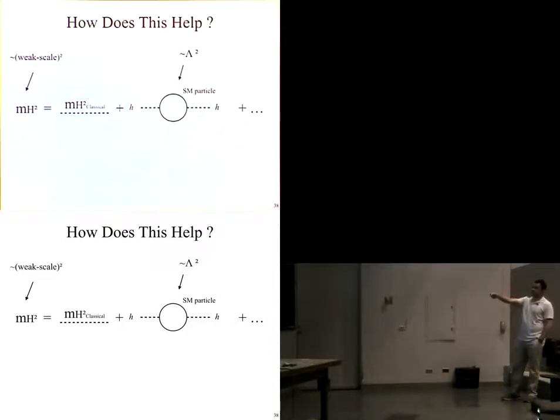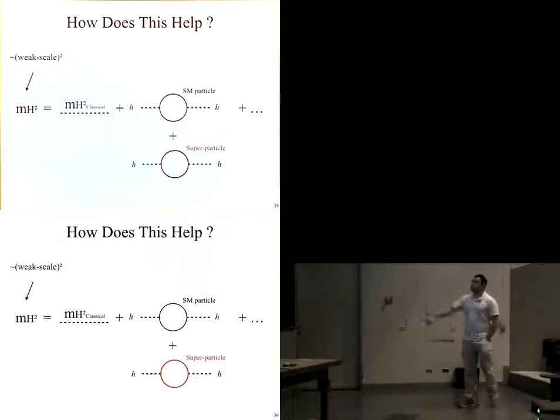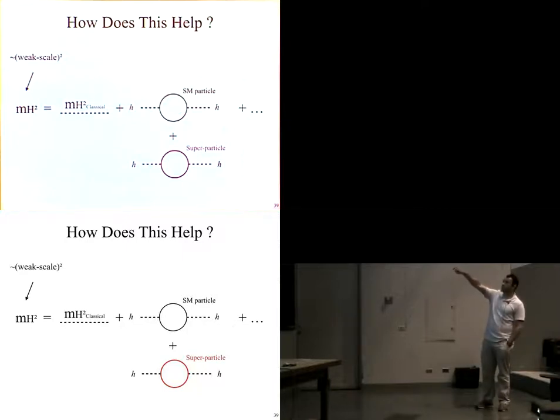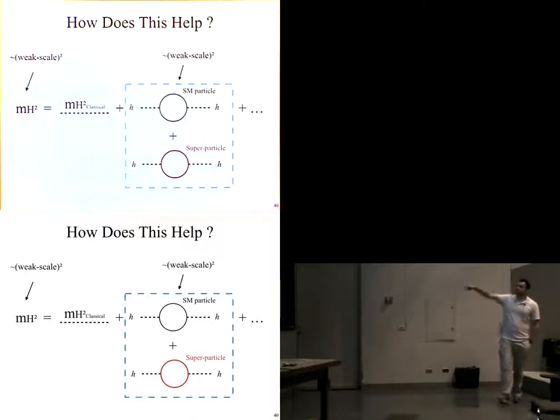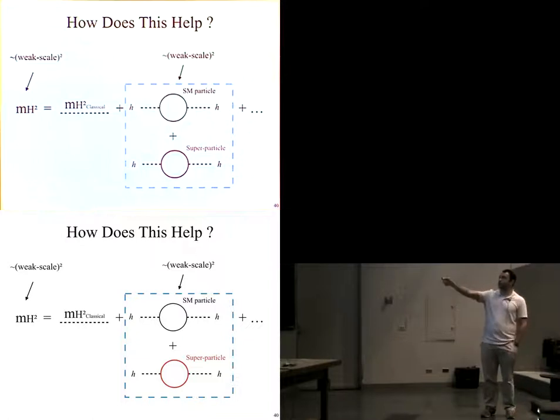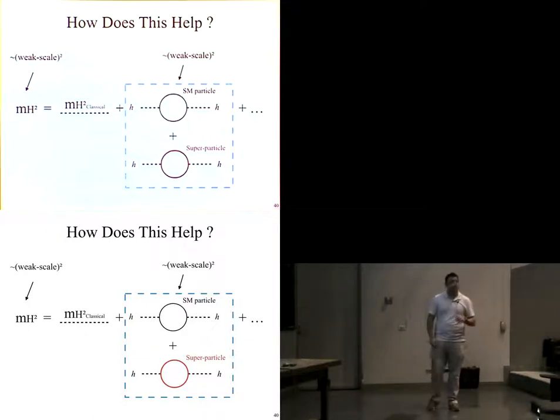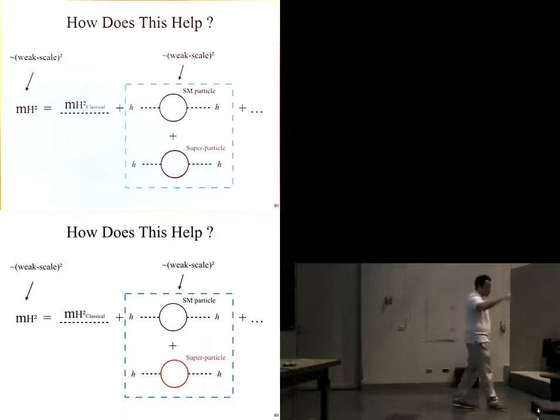So how does this actually help? That's what the theory predicts, but how does it solve the problem that we have? This is the problem again. We have this thing at the weak scale. In the current theory, it is the sum of two and more diagrams, and this diagram goes with a cutoff squared. What supersymmetry says is that there's another diagram you should be considering, not just this correction with the particle in the loop, but another diagram that looks like this, where this is the superpartner of the particle in the loop. If you put these two together, there's actually a cancellation, and the sum of these two is exactly at the weak scale. So now these two terms don't have to cancel to very high precision.